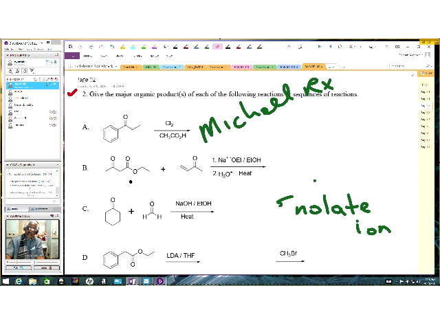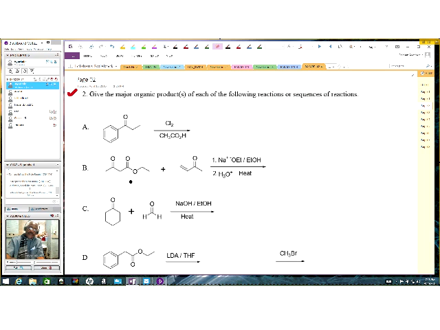And what do we have here? They want us to give the product of this reaction. Now let us take a look at this. I am going to number the carbon skeleton. This is carbon 1, carbon 2, 3, we call this 4. How many alpha carbons do we have in this molecule? Okay, 2 exactly. Very good.